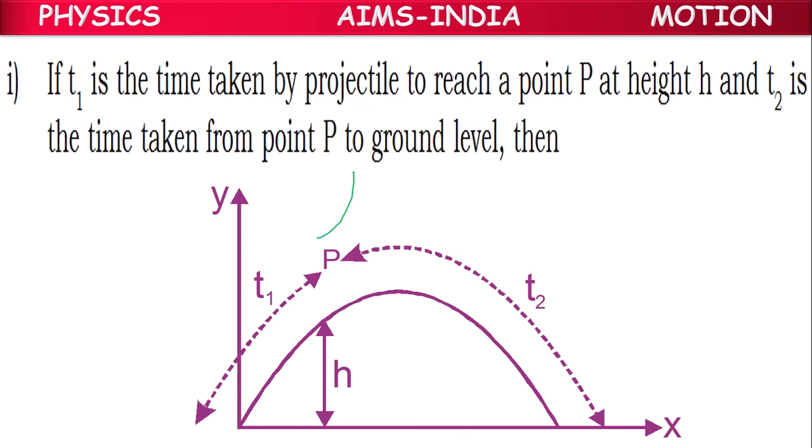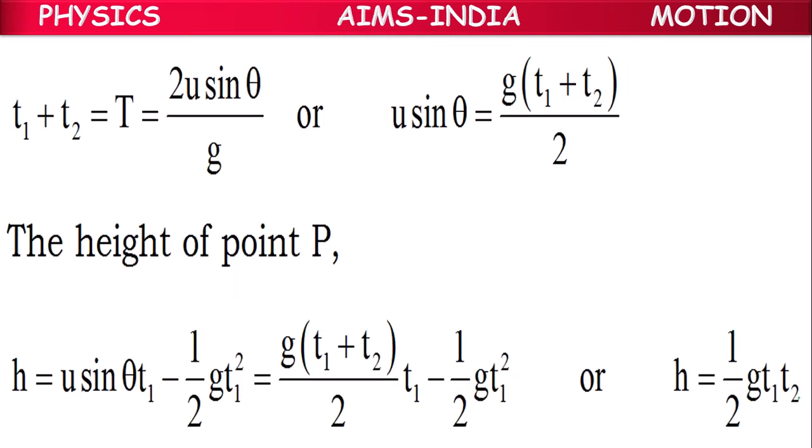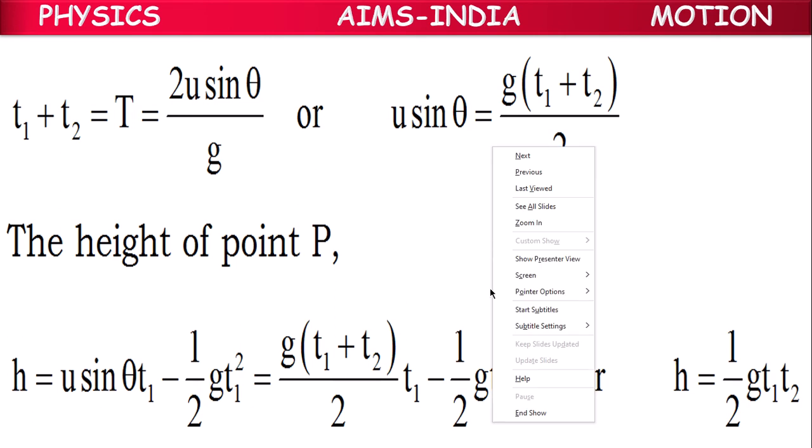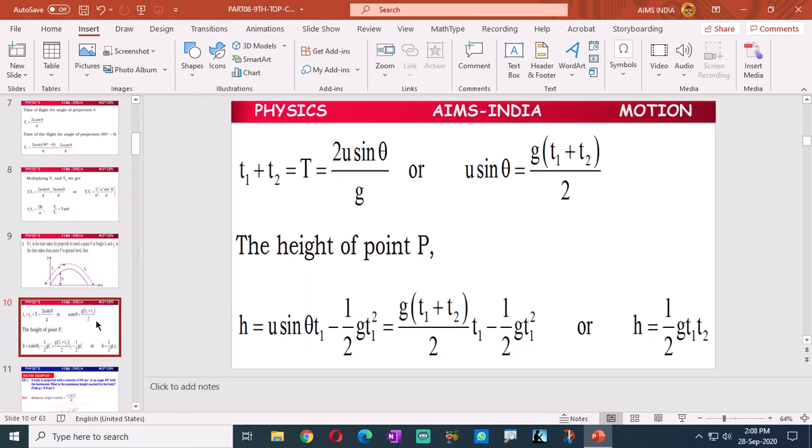Or at any point, if the height is h, if the time taken to reach from ground to that point is T1, and from that point to ground is T2, then the relation between them is given by h equal to half g T1 T2. Okay, children. So remaining part we can learn in our next video, children.